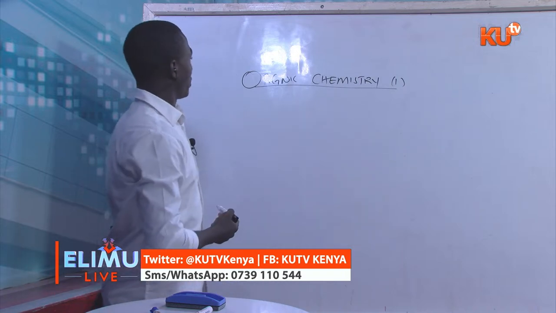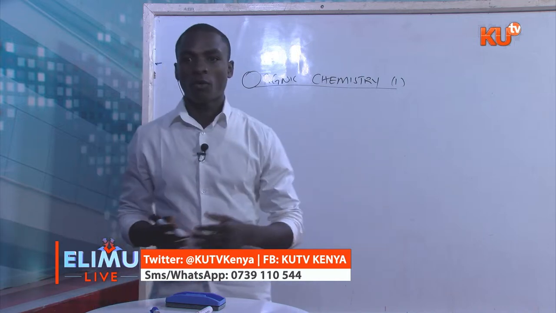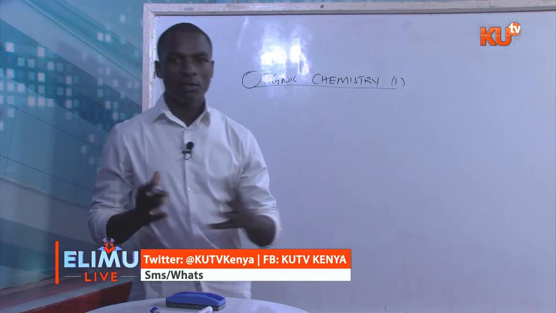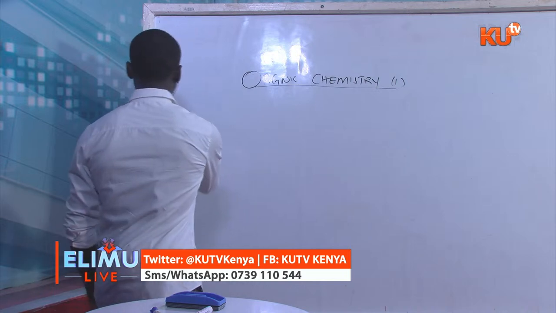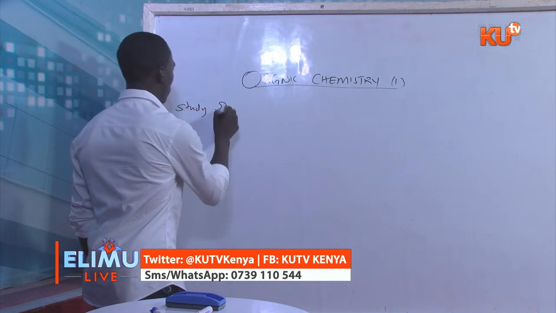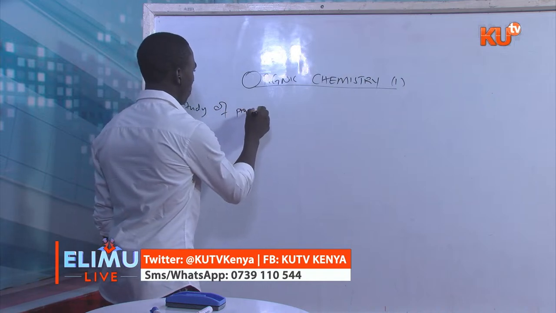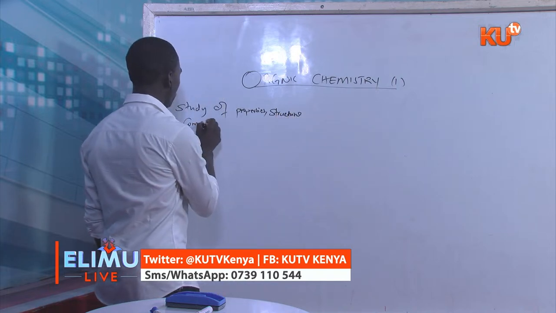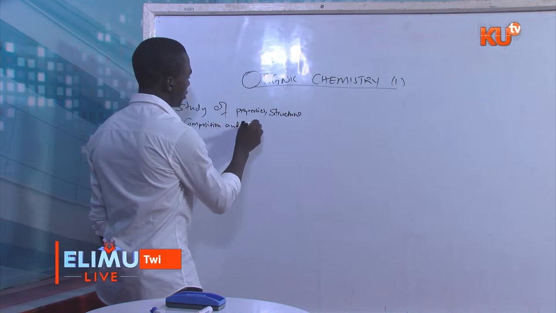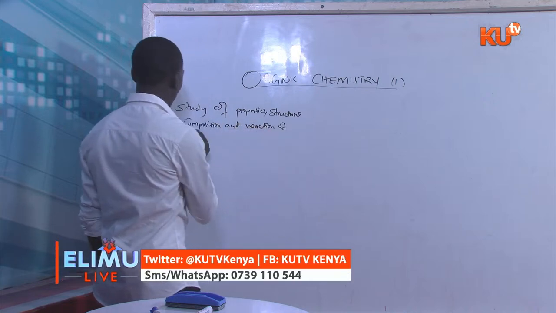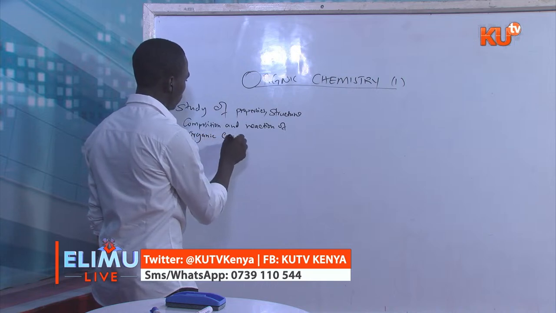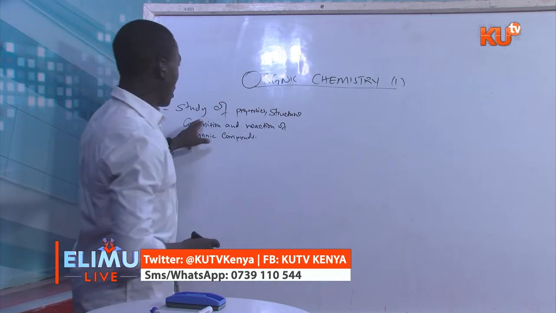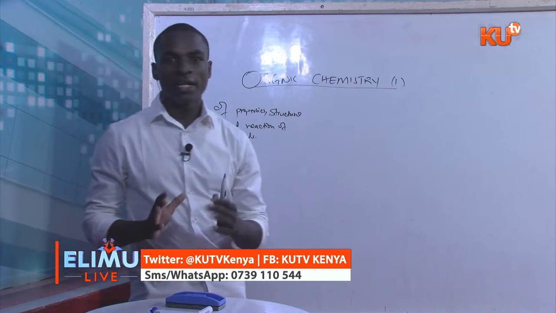To begin with, I shall give the definition of organic chemistry, so that you can all get the overview meaning of what organic chemistry is. Organic chemistry is simply the study of properties, structure, composition, and reactions of organic compounds.